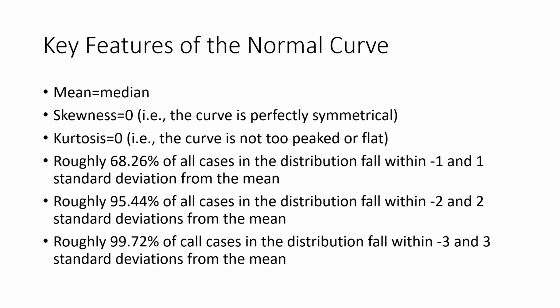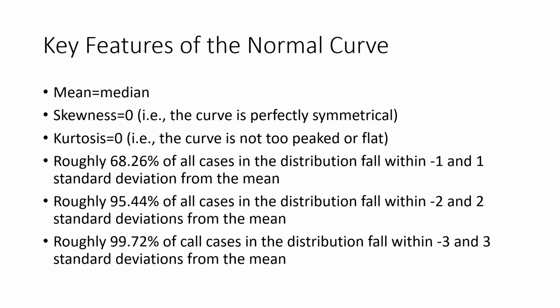Equally, there is no kurtosis in a perfectly normal curve. In other words, the curve is not too peaked, it's not too tall with too many cases clustered around the mean, but it's also not too flat with cases very far from the mean on both sides. So it still creates a perfectly normal looking curve.